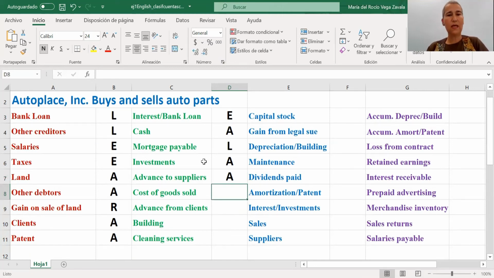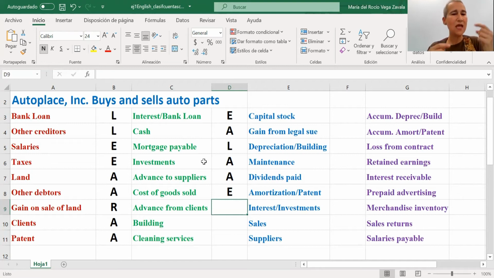Cost of goods sold. Cost of goods sold, as its name says, is the cost of what you sell. For example, let's say that this phone, let's say that I buy and sell these phones. Let's say that I buy it for 10 and then I sell it for 12. So 10, which is the cost of what I'm selling, is my cost. I had to pay for it. It's resources going out. So cost of goods sold, that will be an expense.